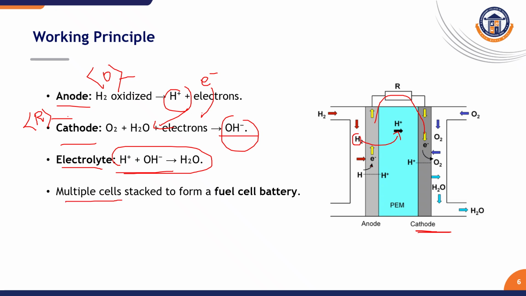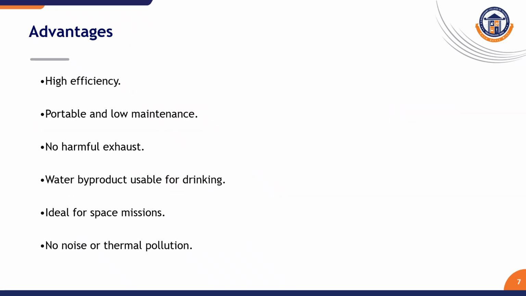Multiple cells are stacked to form a fuel cell battery. The EMF of this reaction is equal to 1 volt. Then we see the advantages of this reaction. High efficiency for this H2-O2 fuel cell. It is portable with low maintenance cost. There is no harmful exhaust from this reaction. Water is the byproduct, which is useful for drinking purposes.